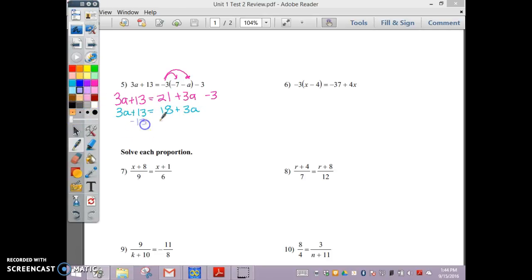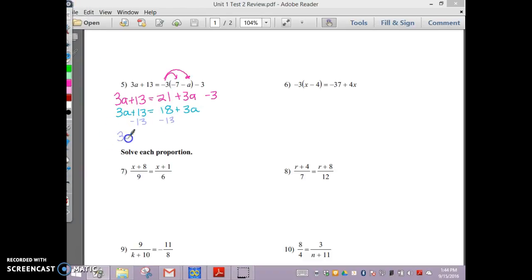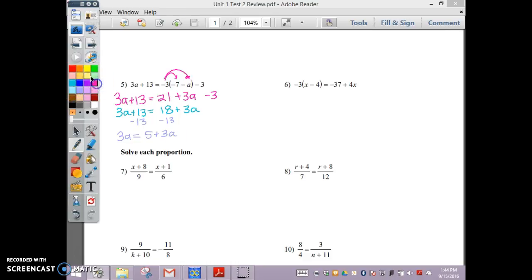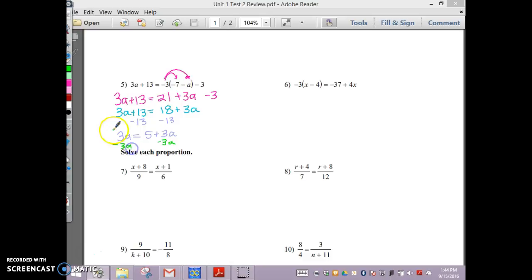I'll subtract 13 from both sides. I get 3a is equal to 5 plus 3a. I'll subtract 3a from both sides, and my variable actually drops out right here, and I'm left with 0 equals 5. No, it doesn't. 0 doesn't equal 5, so that is no solution. My variable disappears here. 3a minus 3a is 0. It drops off on both sides. This is not a solution of 0. A doesn't equal 0. A is gone.